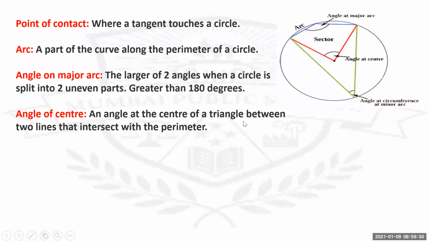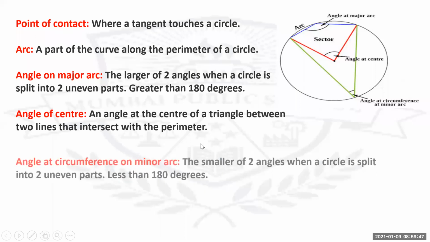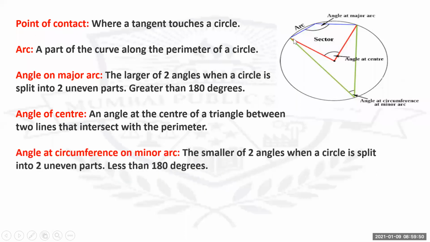The angle at the center of the circle, between the two lines that intersect with the perimeter. Understand this, the angle which is formed at the center of the circle is already given in the figure. Now this is going to form a triangle here. If you draw these red lines and join those bases, it's going to form a triangle. So it is written, the angle at the center between the two lines that intersect with the perimeter. These lines are intersecting with the perimeter.